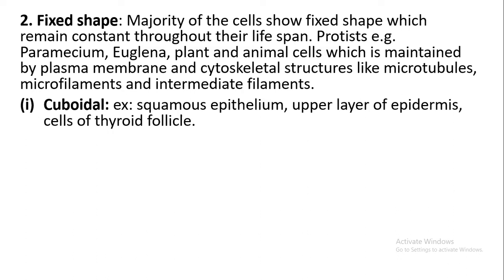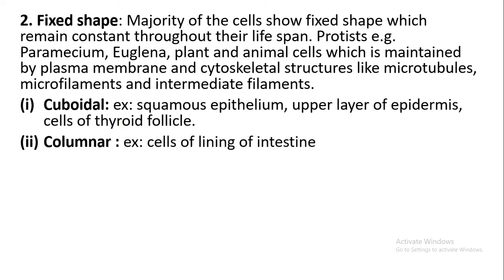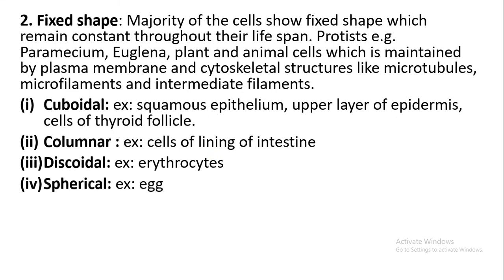So there are a number of cells like the cuboidal cells, like the squamous epithelium cells, upper layer of epidermis, and thyroid follicles. All these cells are kind of cube shape, so we call them cuboidal shaped cells. Next there are some columnar shaped cells जैसे कि the cell lining of intestine. Some of the cells are disc shaped like the RBCs.